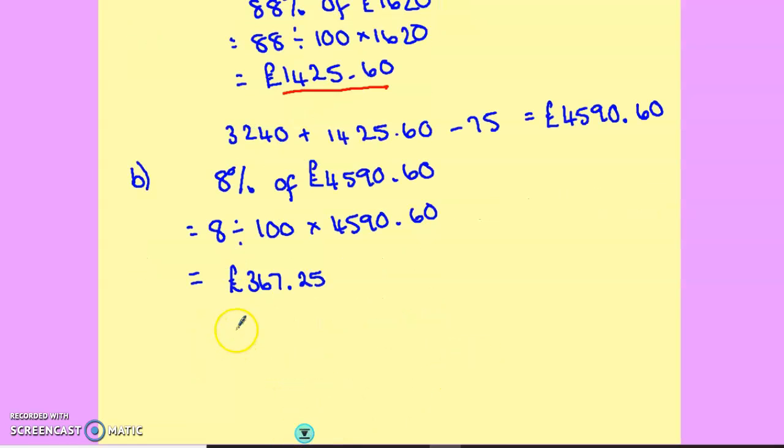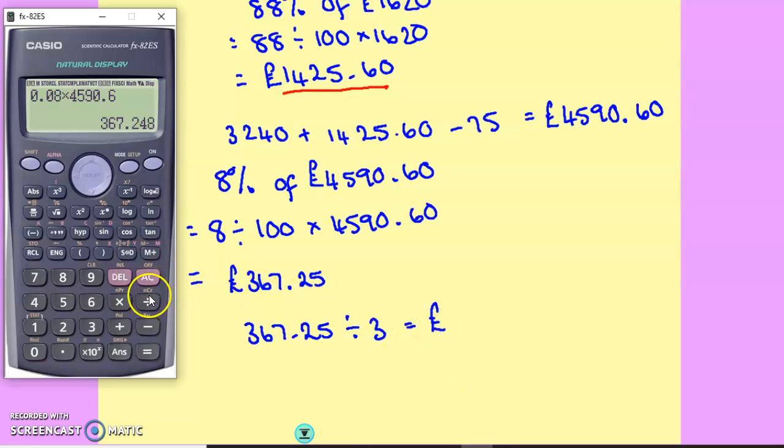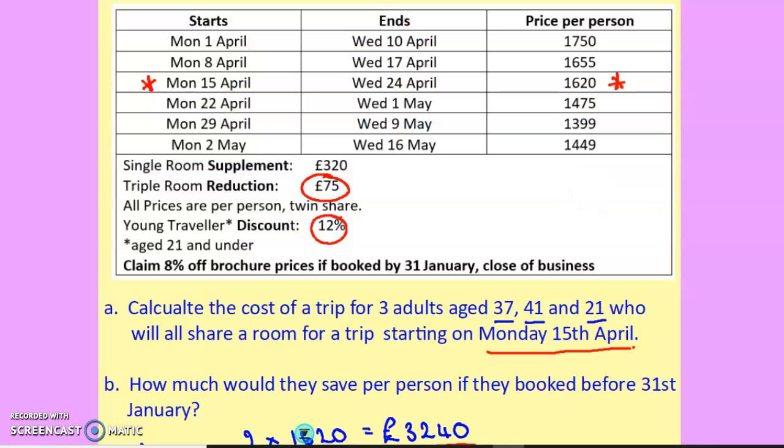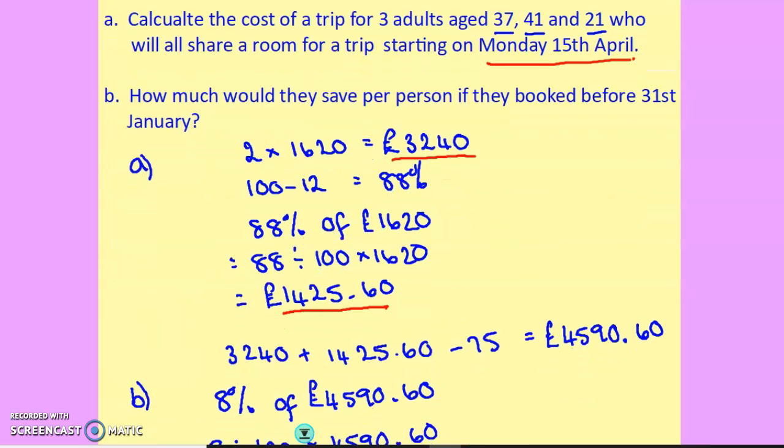We want to know how much they would save per person. Three of them going, so let's divide it by 3. That gives me £122.42. So they would save £122.42 each. Okay, I'll leave you to practice some of these then. As ever, get in touch if you have any problems.